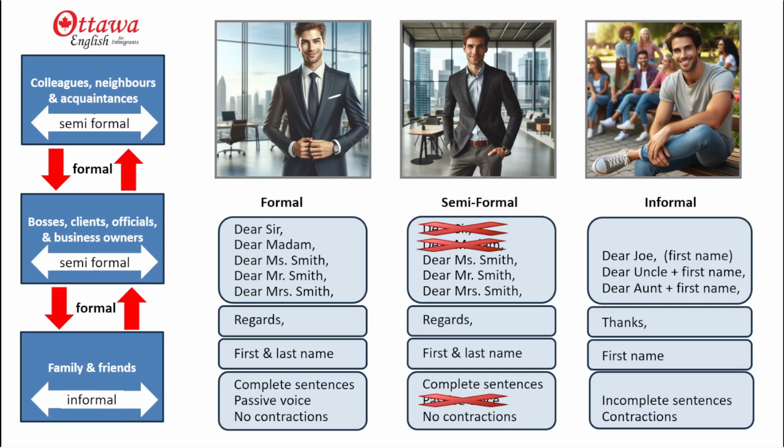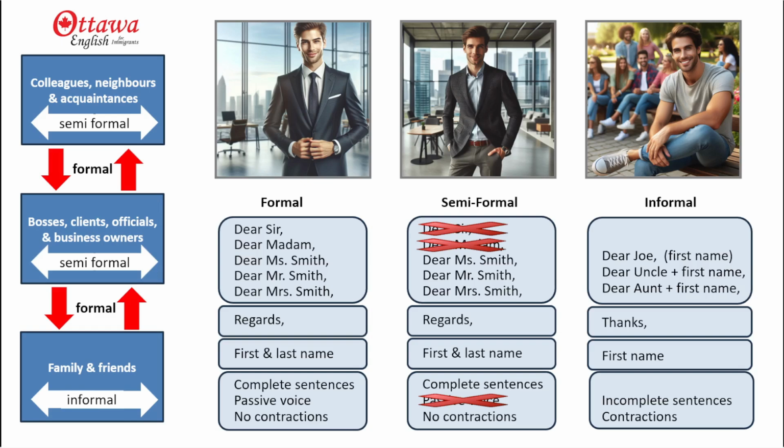The semi-formal style is very similar, only this time you do know the name of the person, so you use the last name with a comma. You can still use regards. You still sign off with your first and last name. You still use complete sentences. You still don't use any contractions, but you use the active voice, not the passive voice.